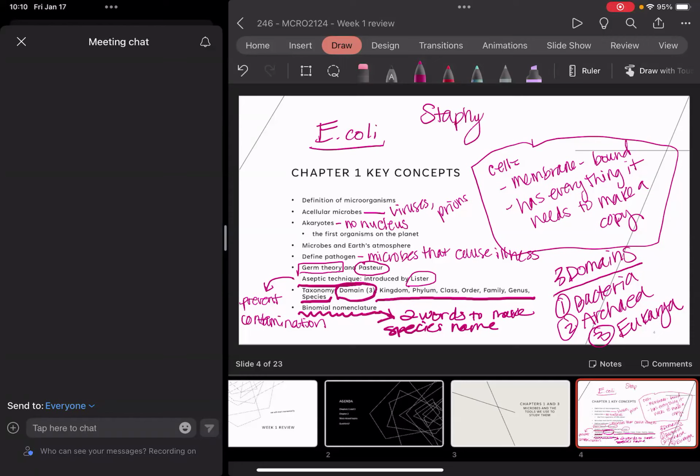or Staphylococcus aureus. And you would underline it if you were writing it by hand. If you're typing it again, be sure you would italicize it. Those are the rules for binomial nomenclature. So we'll move on next.